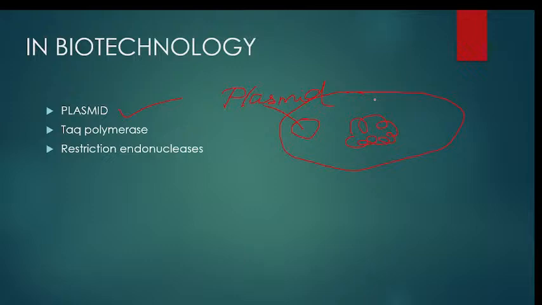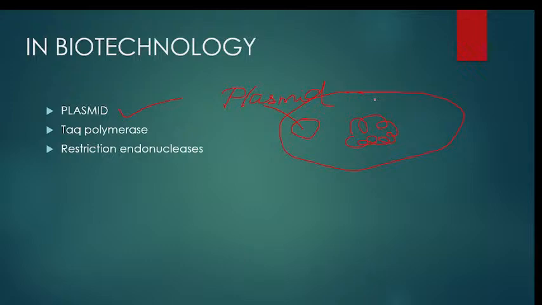Another thing which is used in biotechnology is the restriction endonuclease. As you may be aware, restriction endonucleases are enzymes which are used to cleave the DNA strands at a restricted site. Endonuclease means inside the nucleic acid sequence, a certain cut is made. That is known as restriction endonuclease, and these are commonly called molecular scissors because they cut specific DNA sequences.